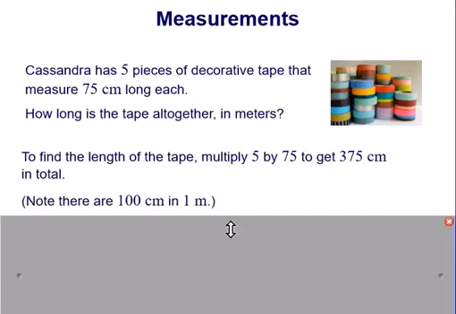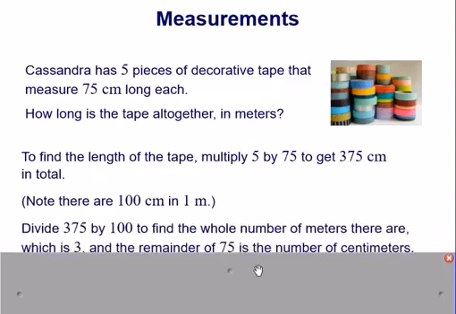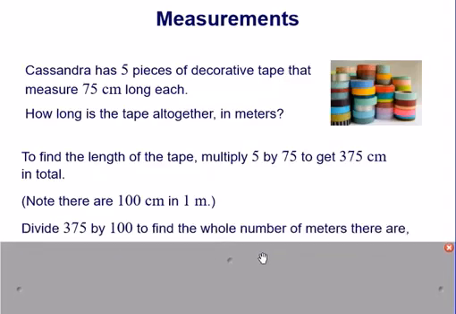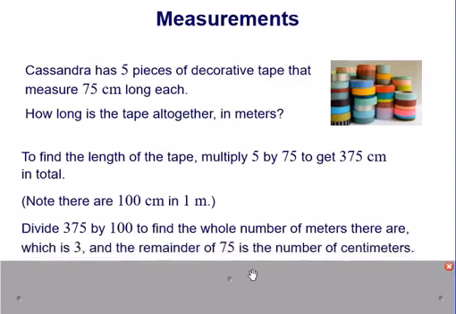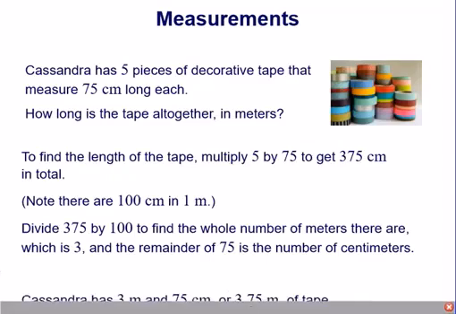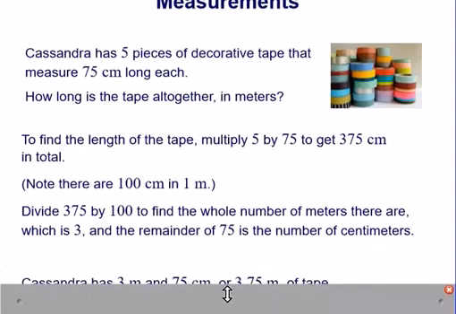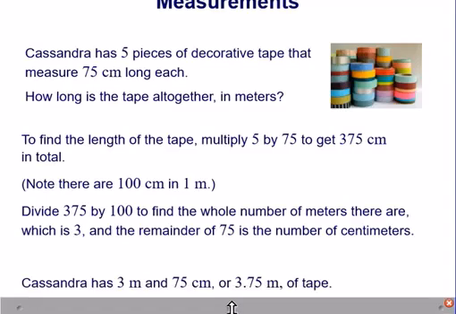But there's 100 centimeters in 1 meter, and we've gone over 100 centimeters with 375. So we need to divide 375 by 100 to find the whole number of meters that there are. Well, 375 divided by 100 is going to give you a whole number of 3, and the remainder of 75 is going to be the number in centimeters. So Cassandra has, with her 5 pieces of decorative tape, 3 meters and 75 centimeters, or 3.75 meters of tape.